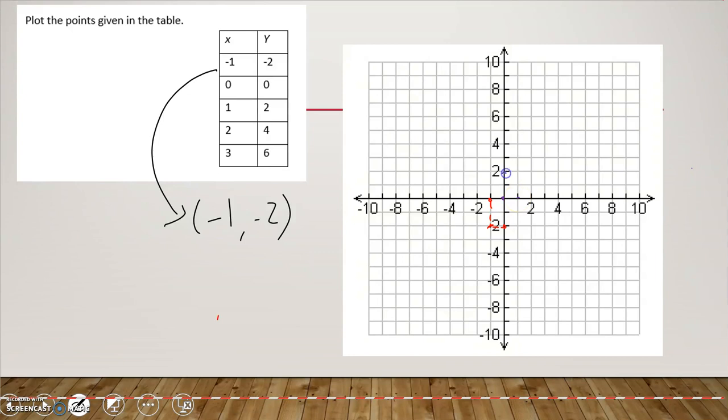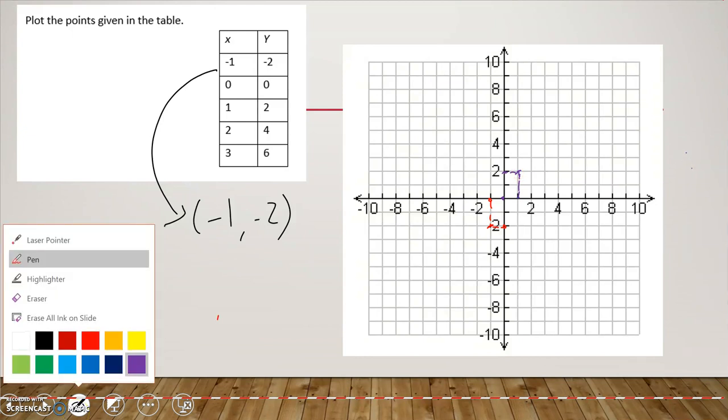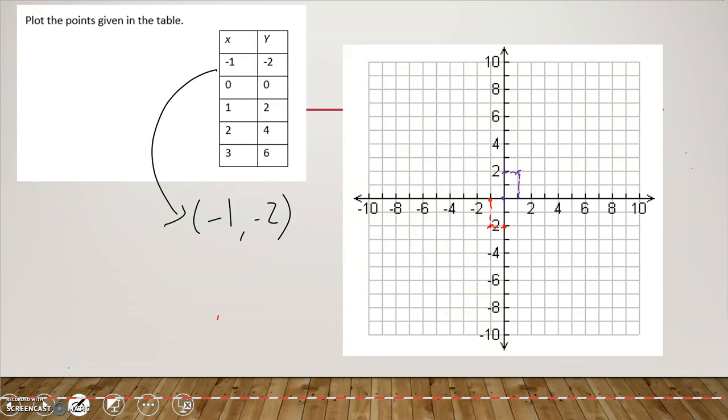and y is 2. Go up vertically from x is 1, horizontally from y is 2, and where those lines intersect is where that point is. The next ordered pair is (2, 4). So x is 2, so I start at x is 2 and I go vertically. Then I go to y is 4 and I go horizontally, and where those lines intersect, that is our ordered pair coordinate.